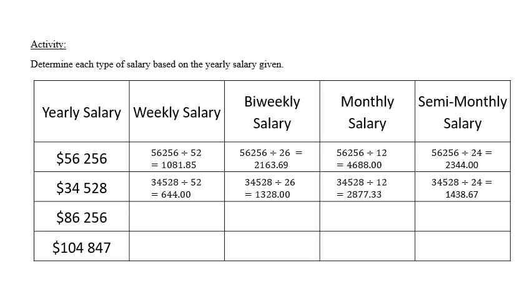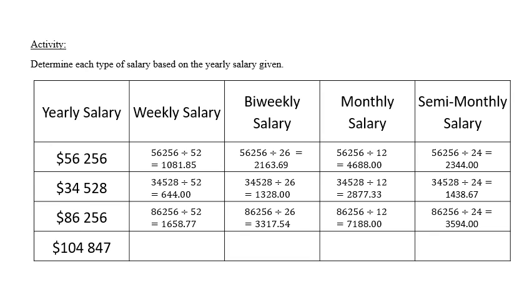The third column, if you're paid $86,256 a year, your weekly paycheck would be $1,658.77. Your biweekly paycheck would be $3,317.54. Your monthly paycheck would be $7,188, and your semi-monthly paycheck would be $3,594.